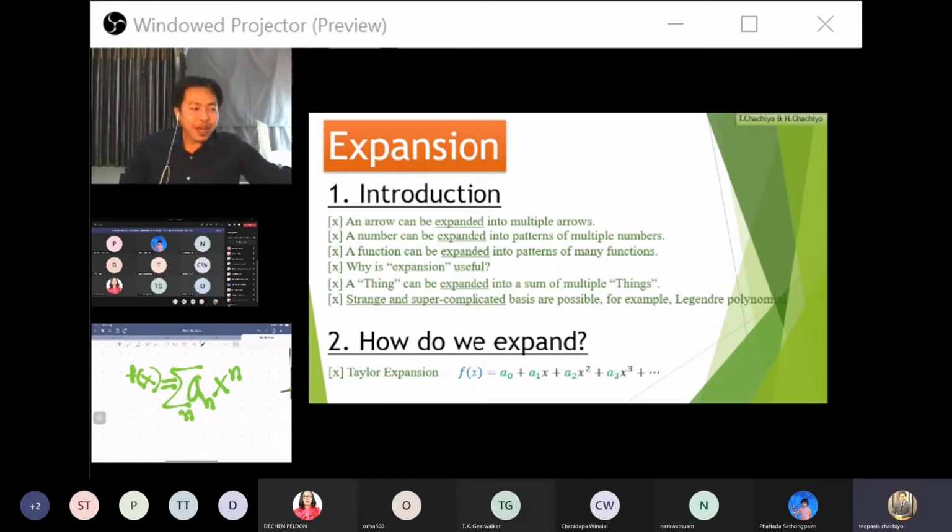If you have your own function to expand, what do you do then? How do you compute the coefficient? So you need to know first how you derive this coefficient.